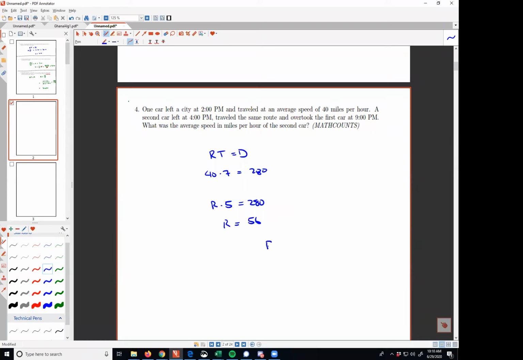We'd say rate 1 times time 1 equals distance. Rate 2 times time 2 equals distance. What can we do with these two equations? Subtract, possibly. Or we could say A equals B and B equals C, so A equals C. Transitivity.